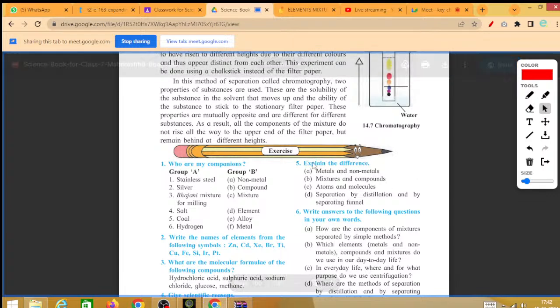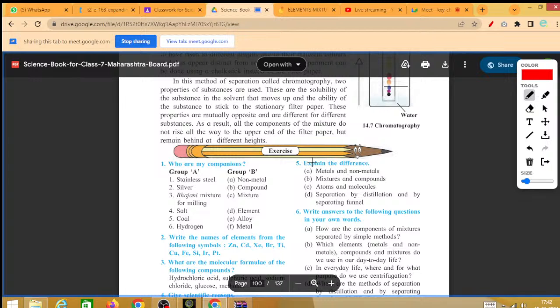Whose turn is it now? Miss Maya. Read. Who are my companions? What does this mean? My companions? Group A and Group B. So basically you have to match them.